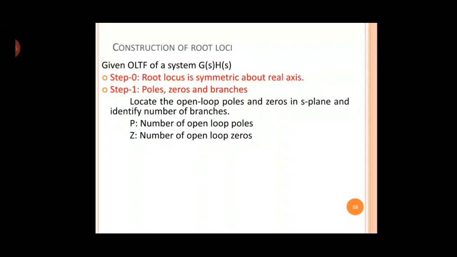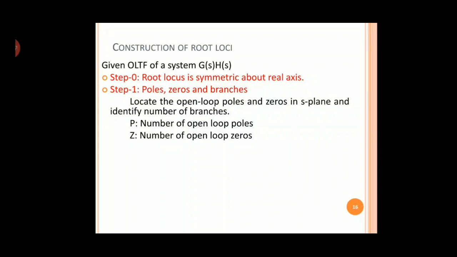So the next step is to find out poles, zeros and branches. It says you first have to locate open loop poles and open loop zeros in the s-plane. So what are open loop poles? Now we know that poles are the roots of the denominator polynomial of a transfer function. As we are dealing with the open loop transfer function, the poles are nothing but the roots of the denominator polynomial of the open loop transfer function. Therefore they are called open loop poles.